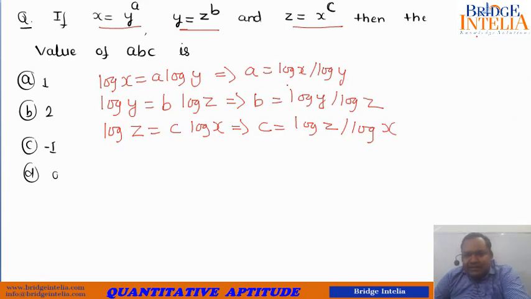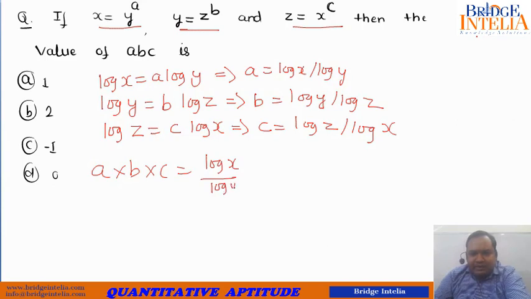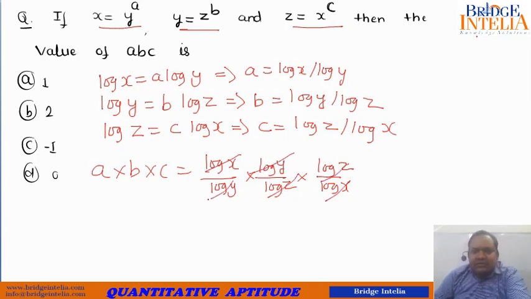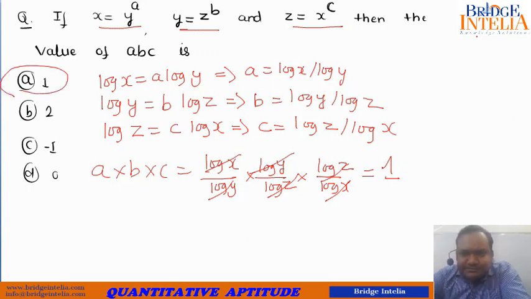So if you multiply these three numbers, terms would again cancel each other out. So if you see properly, a into b into c is log x upon log y into log y upon log z into log z upon log x. If you notice carefully, terms cancel each other out, and what are you left with? You are left with 1 as the answer. So the value of abc comes out to be equal to 1.